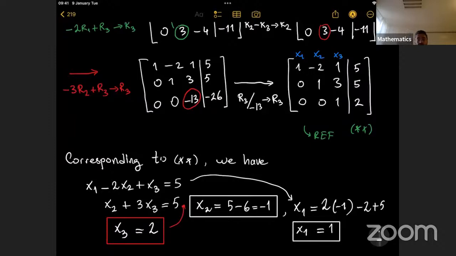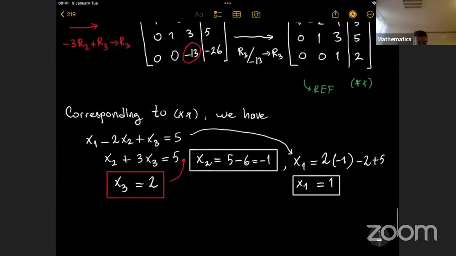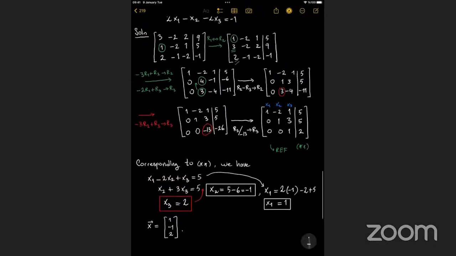Okay, so we find out that x, the solution vector, is 1, minus 1, and 2. Any question with this example? Can we go back for a second here?